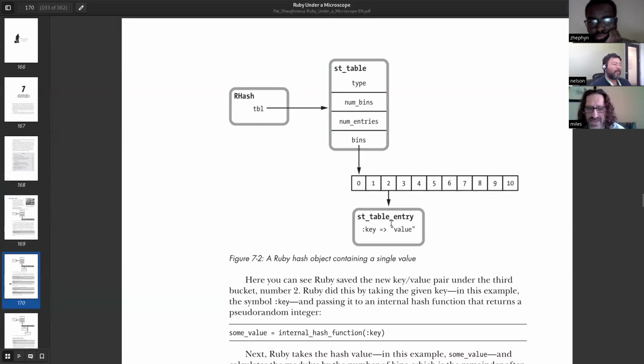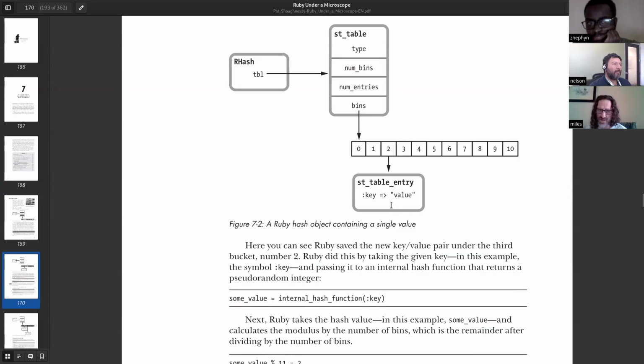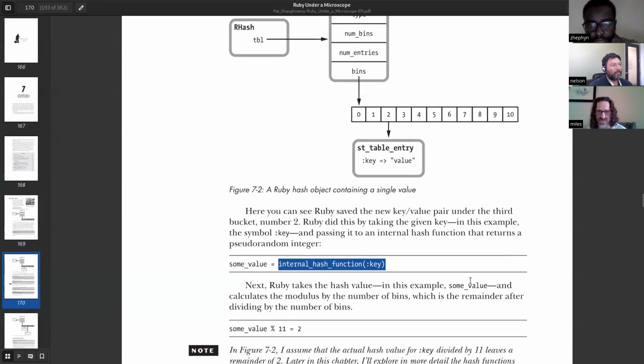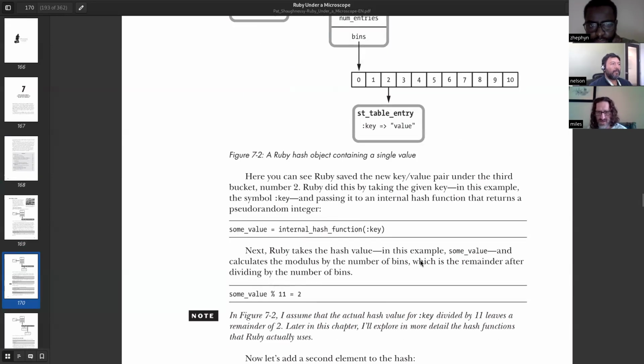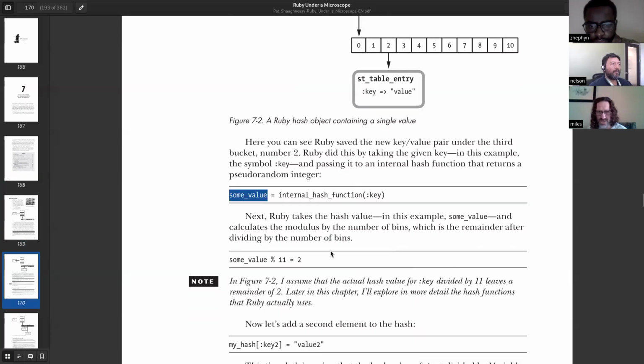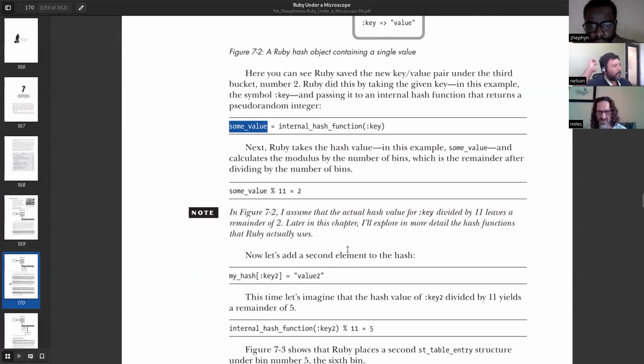Yeah, so we're coming on down here. Here we have a table entry, and as we see later in the chapter, these form a linked list. It looks like the table entry contains the key and the value. We have this internal hash function. This gives a number, which is then divided by the number of bins to figure out which bin to put it in. They store it in a variable called some value here for some reason.